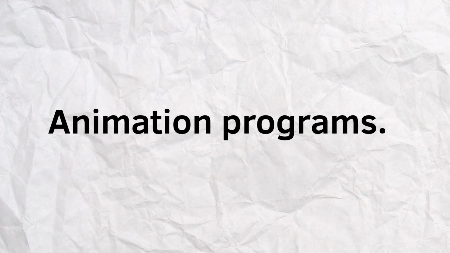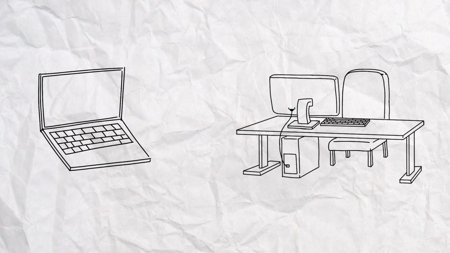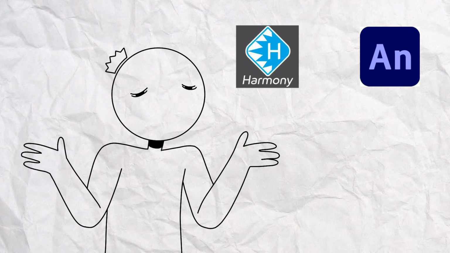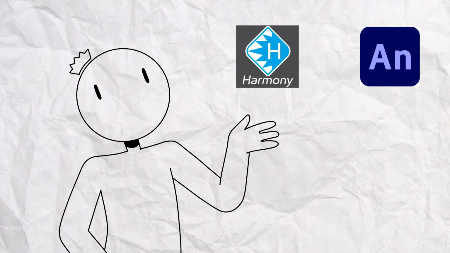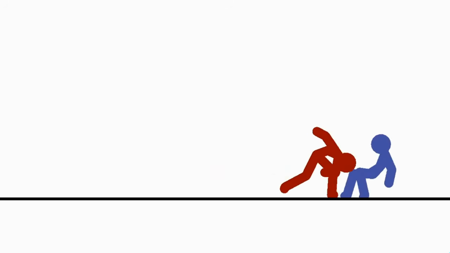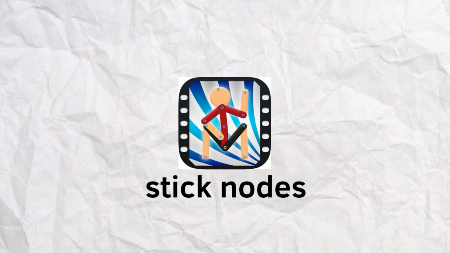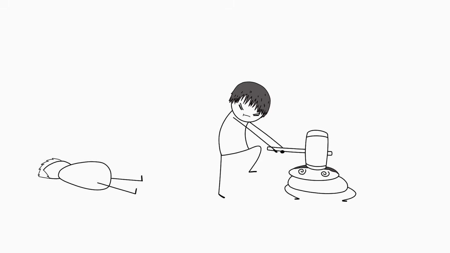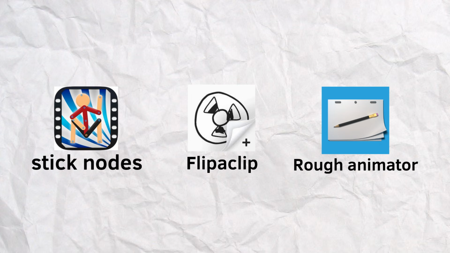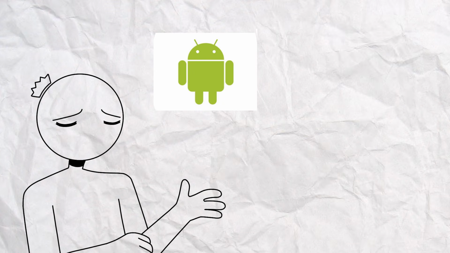Next, animation programs. If you have a PC or desktop, you can use programs like Adobe Animate, Toon Boom, or others. I don't personally use them, but they are great options. If you want to animate on your phone, you basically have three main options. If you want to make cool stickman fights, use Stick Nodes. If you want easy and good animations, use FlipaClip. If you want full control and more advanced animation, use Rough Animator. Those are some of the best animation apps available on Android and iOS.